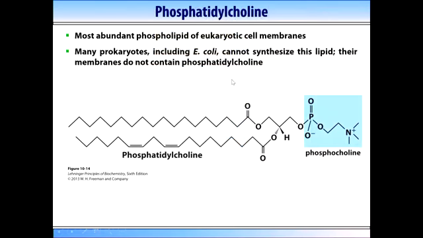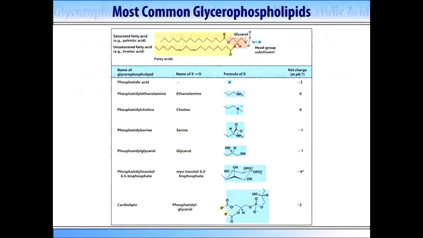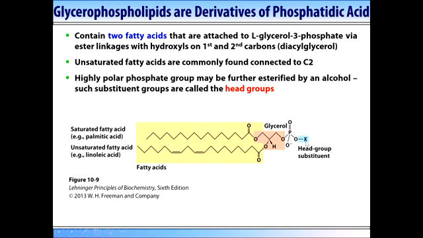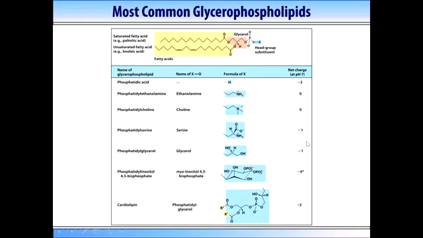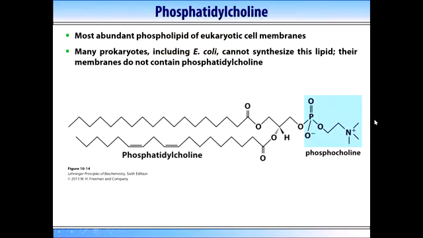Okay. One of the most common components of the plasma membranes is phosphatidylcholine, the most abundant phospholipid in eukaryotic cells. Many prokaryotes, including E. coli, cannot synthesize this lipid, so their membranes do not contain phosphatidylcholine. Again, this one is in eukaryotes, that is us. This is how it looks. It's very similar to the diagram on the previous slide, except that we've drawn what the X is. Phosphatidylcholine is positively charged at the end, but this positive charge is negated by the negative charge on the phosphate group.